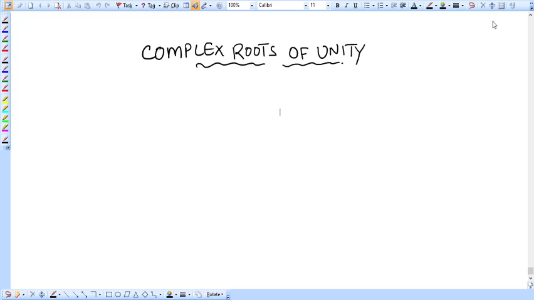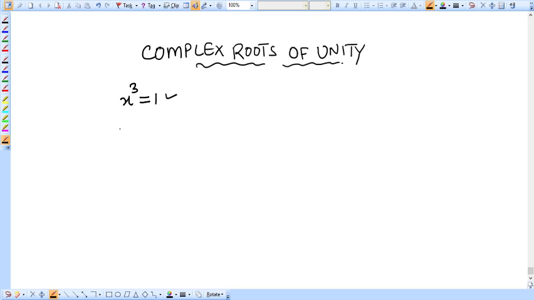Hello students, in this video we are going to talk about complex roots of unity. We will see that they also form a group under the multiplication of complex numbers. For this we are going to consider an equation x cube equal to 1. We will try to see what the roots of this equation are.